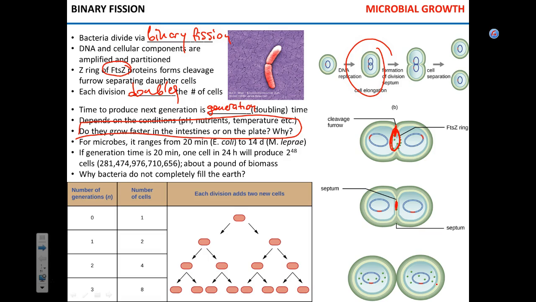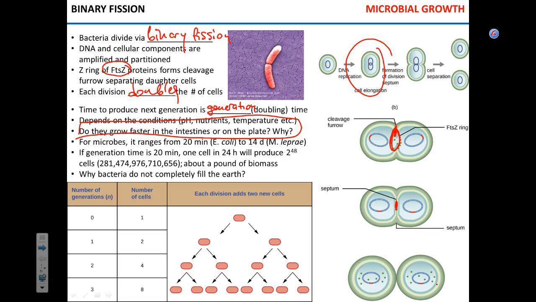We have 3 arguments so far. More nutrients, when we compare intestines and the plate. It's adapted to the environment in the intestines. Conditions are regulated. Anaerobic. So the environment is more favorable to E. coli because of just the way it is there physically.